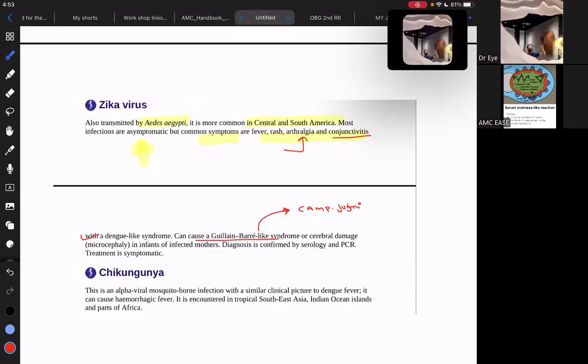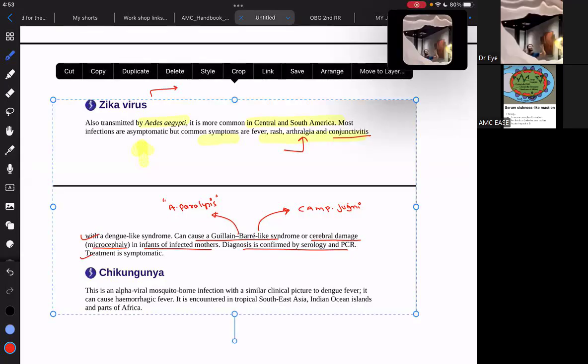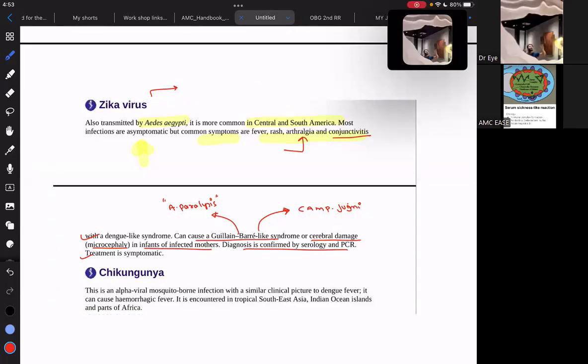In Guillain-Barré syndrome, the patient will have ascending paralysis. Or it can result in cerebral damage where the patient will have microcephaly in infants of the infected mother. Diagnosis is confirmed by serology and PCR, and treatment is symptomatic. Other than that, please remember that Zika can result in miscarriage.